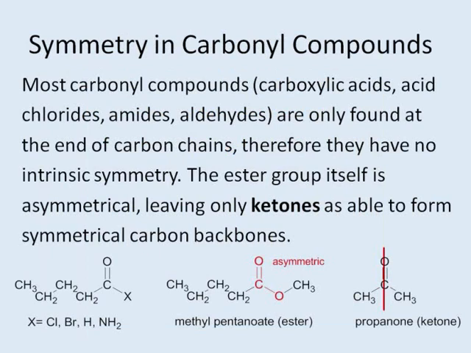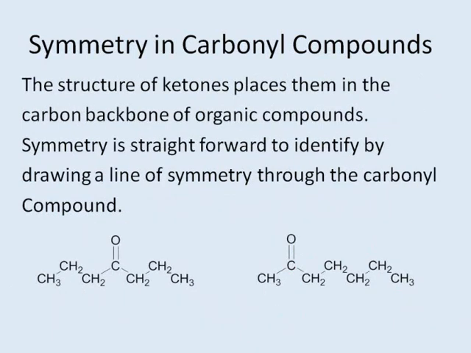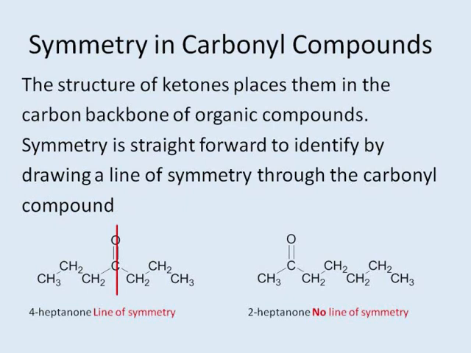Let us now consider the effect of symmetry in carbonyl compounds. Most carbonyl compounds, for example carboxylic acids, acid chlorides, amides and aldehydes, are only found at the end of carbon chains. Therefore they have no intrinsic symmetry. The ester group itself is asymmetrical, leaving only ketones as able to form symmetrical carbon backbones. The structure of ketones places them in the carbon backbone of organic compounds. So symmetry is straightforward to identify by drawing a line of symmetry through the carbonyl compound.